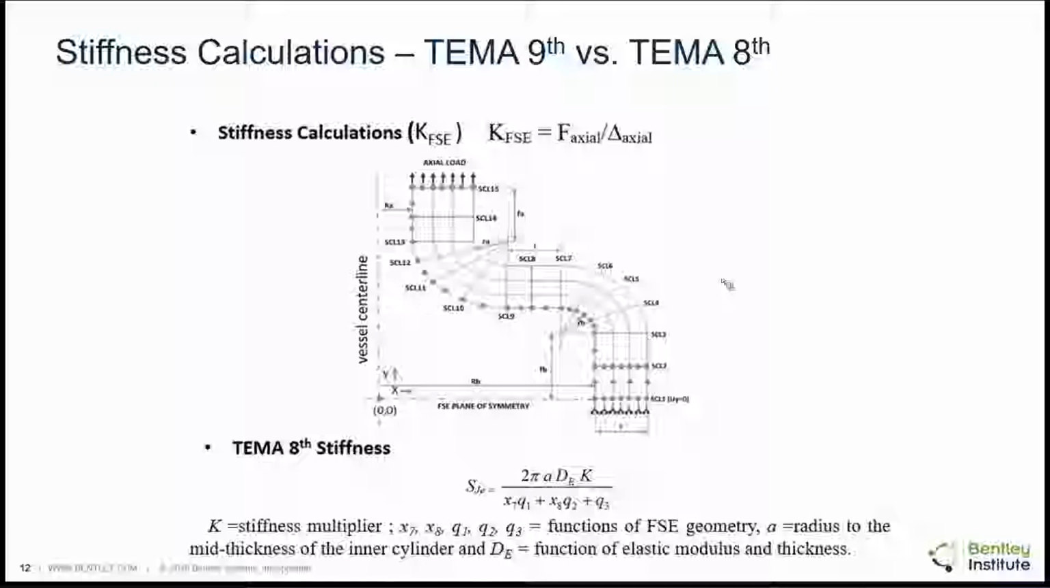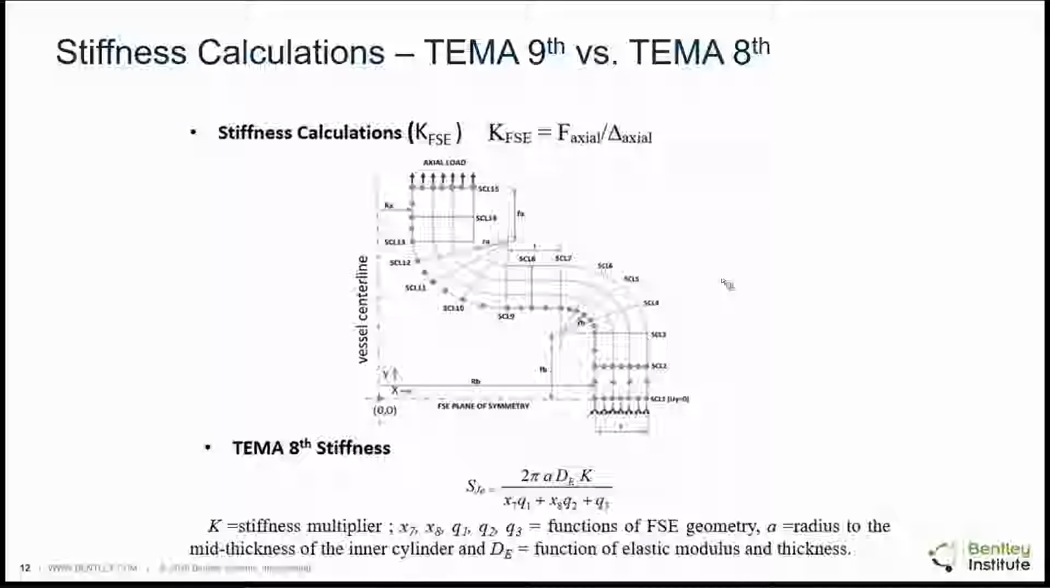Stiffness calculation: just like I mentioned, the KFSE is obtained by F axial by delta axial. So what is that F axial? F axial is the axial load that you apply at the SCL15 plane that you see here. And the finite element solution will give the delta axial, the average vertical displacement of that SCL15 plane. So you divide the force by the delta axial, and you get the KFSE, the stiffness.